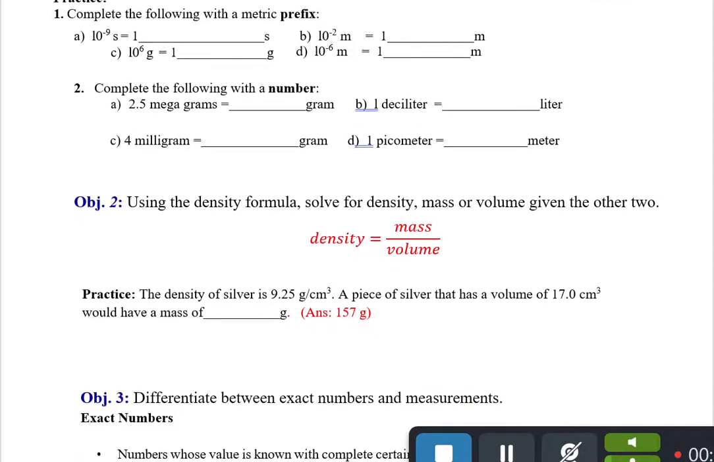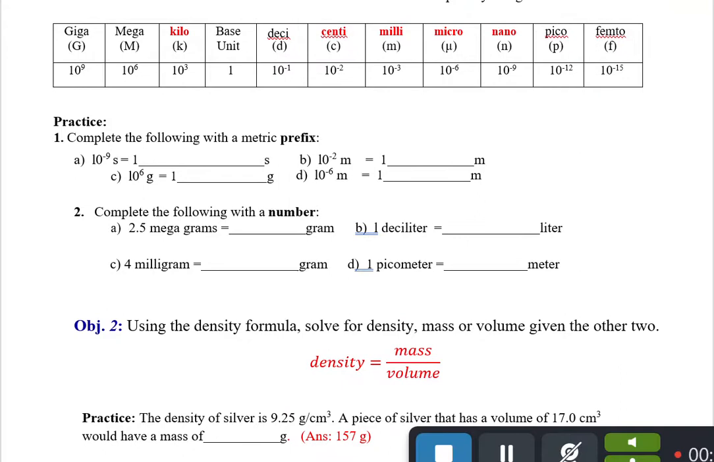If we were going to complete the following with a number, if I have 2.5 megagrams, okay, so here's my megagrams, that would be 25 followed by 5 zeros, grams. If I have 1 deciliter, okay, here we have a deciliter, that's just 1/10 of a liter, that would be 0.1 liters.